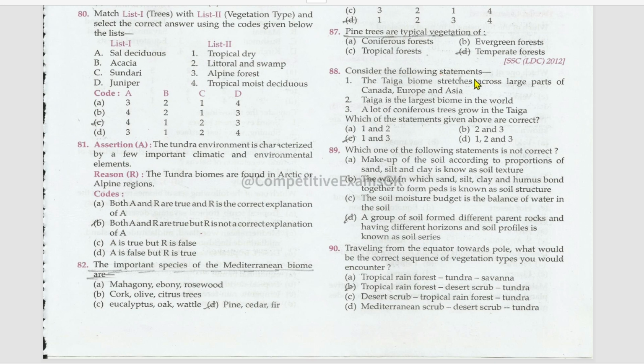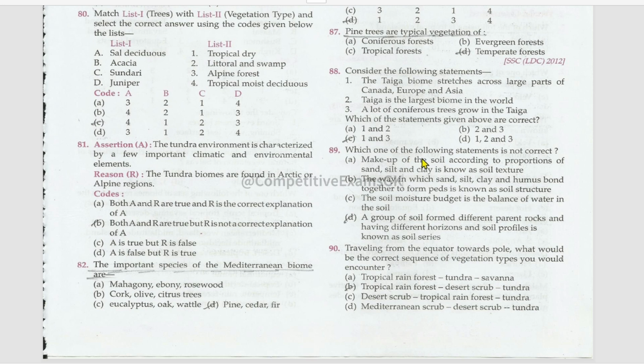Consider the following statements. Which of the above statements are correct? The taiga biome stretches across large parts of Canada, Europe, and Asia. True. Taiga is the largest biome in the world. No, false. Mention in the comments what is the largest biome in the world. A lot of coniferous trees grow in the taiga. True. 1 and 3 are the correct statements.